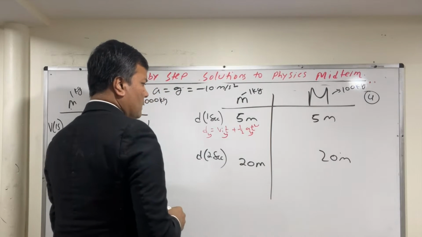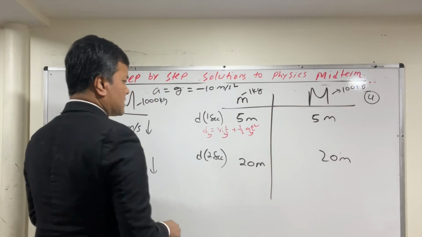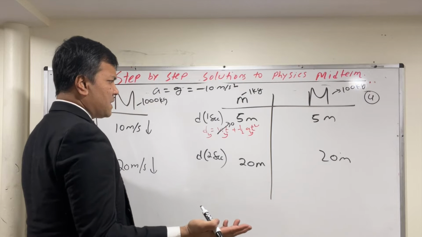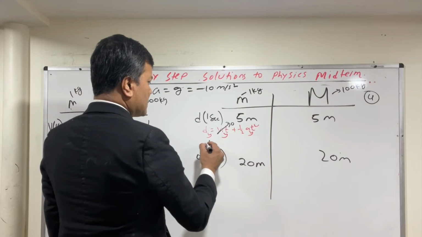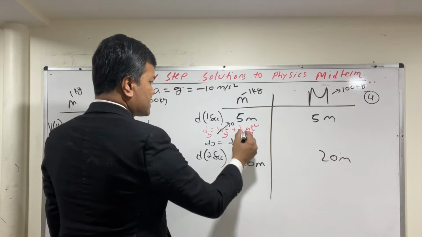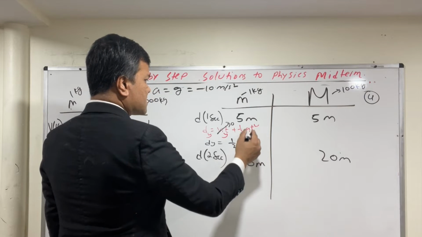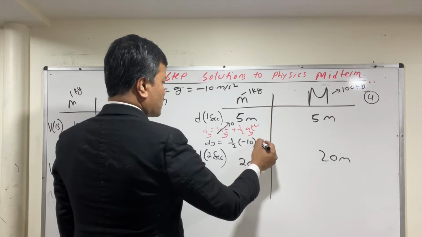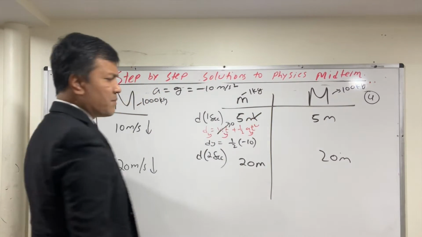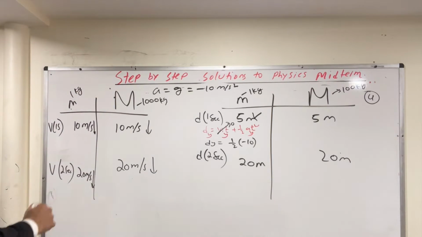So now if you do the math, what do you get? You get this one is 0. Why? Because you drop it. And this is dy is equal to what? Half, this is negative 10, and this is t squared at the end of 1 second. So this is 1 squared, this is 1, so this is just negative 5. Proof. Let me prove this one.